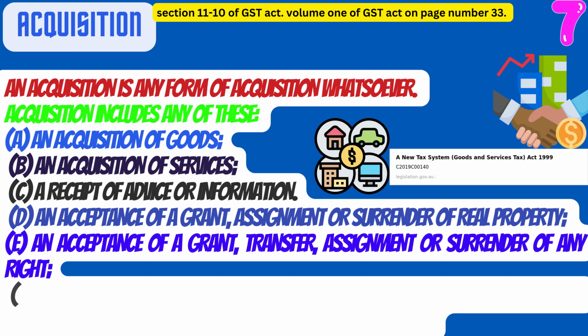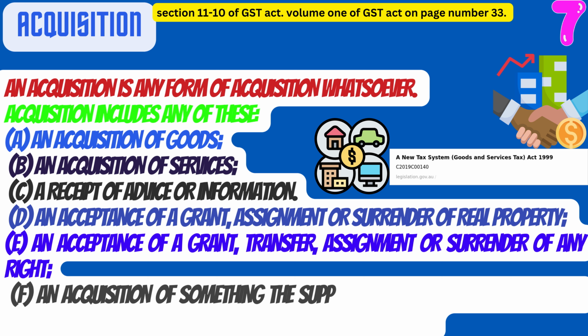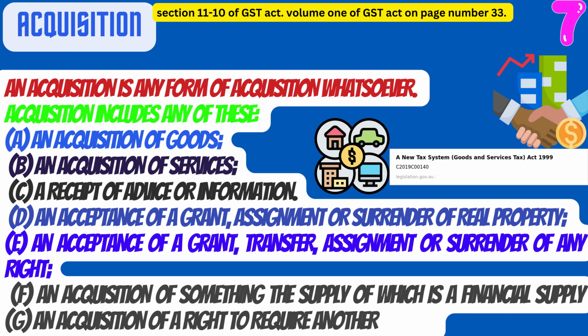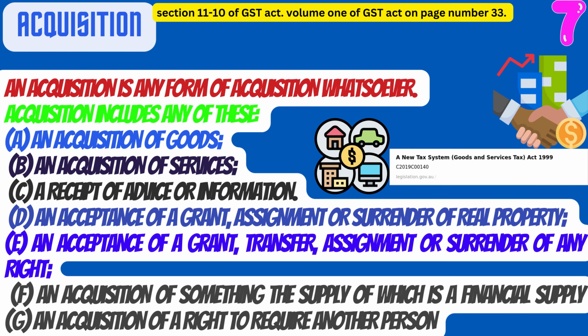E. An acceptance of a grant, transfer, assignment or surrender of any right. F. An acquisition of something the supply of which is a financial supply. G. An acquisition of a right to require another person: 1. To do anything, or 2. To refrain from an act, or 3. To tolerate an act or situation. H. Any combination of any two or more of the matters referred to in paragraphs A to G.